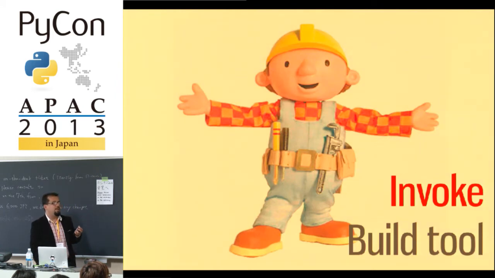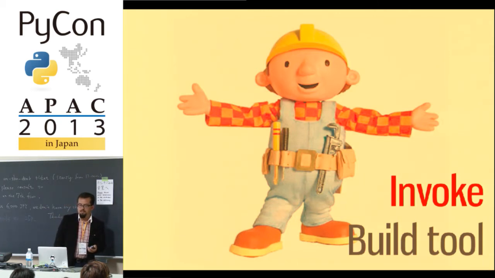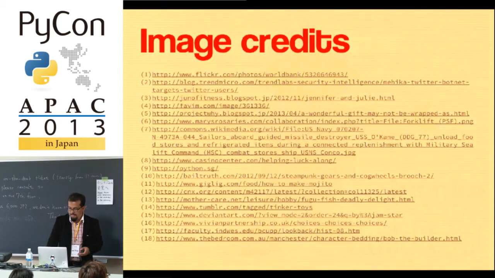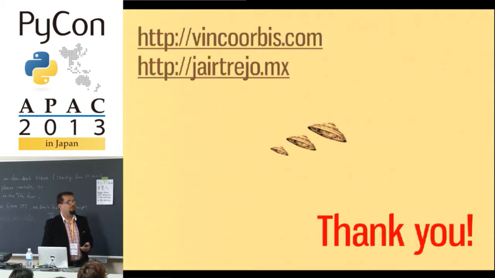When you only need the build tool part of it, when you're just running local scripts, there's a new tool called Invoke that is based on Fabric and a little bit on Rake, Ruby's Rake. It's still in beta, but it is quite cool and useful, and it's sort of like an evolution of Fabric for just the local environment case. You should check it out. And I think that will be all.